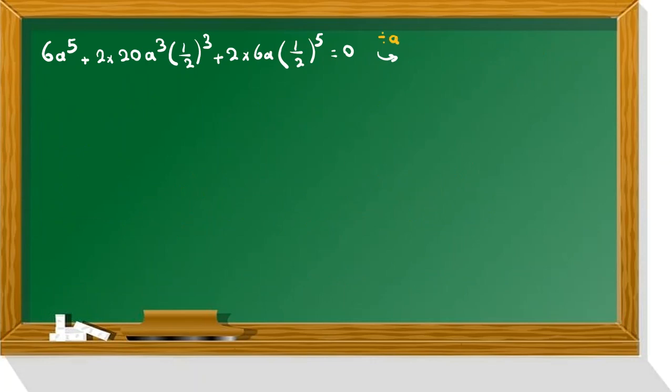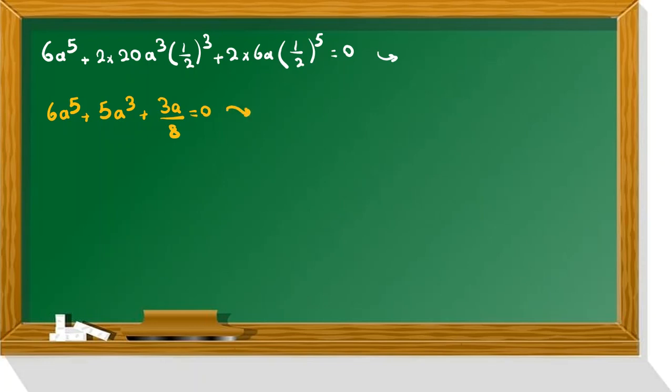Let's first simplify. I say 6a to the 5 plus 2 times 20, 40, 40 over 8, 5a cubed, and the next one, 2 times 6 over 32. 2, 2, 4, we divide both numerator and denominator by 4. 3a over 8 equal to 0.